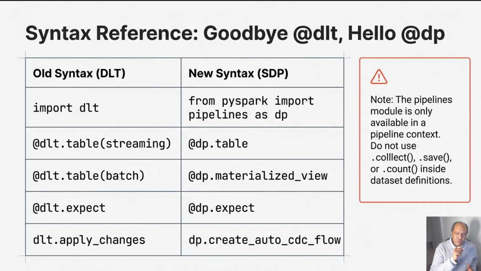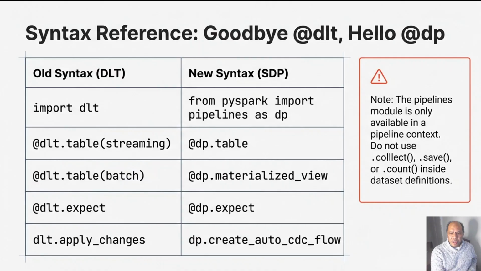For the CDC flows, the old dlt.apply_changes becomes, this is critical now, the name is different, dp.create_auto_cdc_flow. This is a better name in the sense it describes better what it's doing. The new name better describes what it does. It creates an automated CDC flow that handles insert, update, and delete.